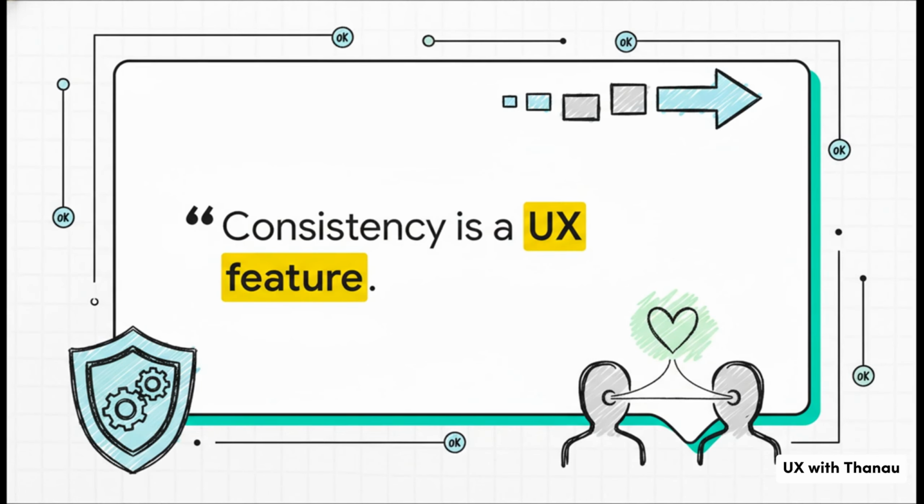When you really boil it all down, it all comes back to this one idea. Consistency isn't just about making things look nice and tidy. It is a feature. It's a feature that builds trust with your users, it makes your app easier to learn, and it makes your whole product feel stable and reliable. It tells the user, hey, you can count on us. And in the digital world we live in, that trust is everything.